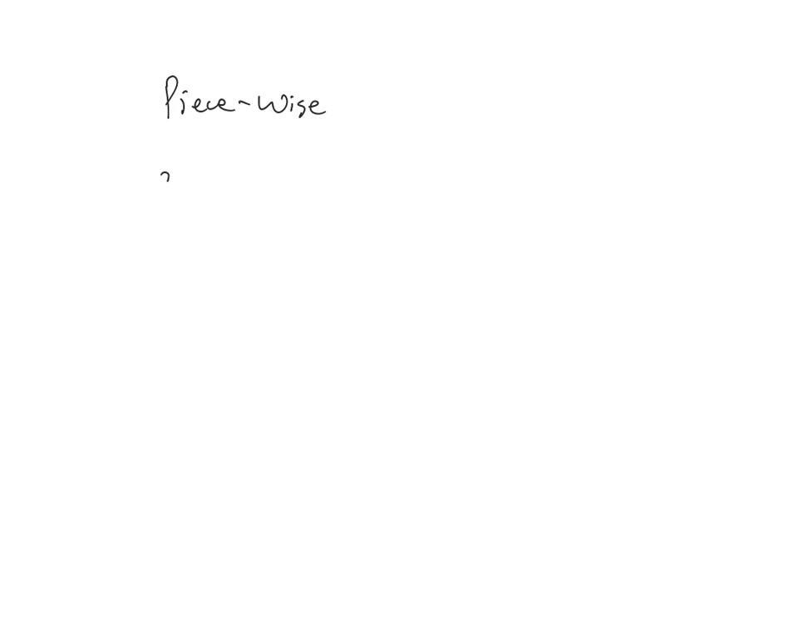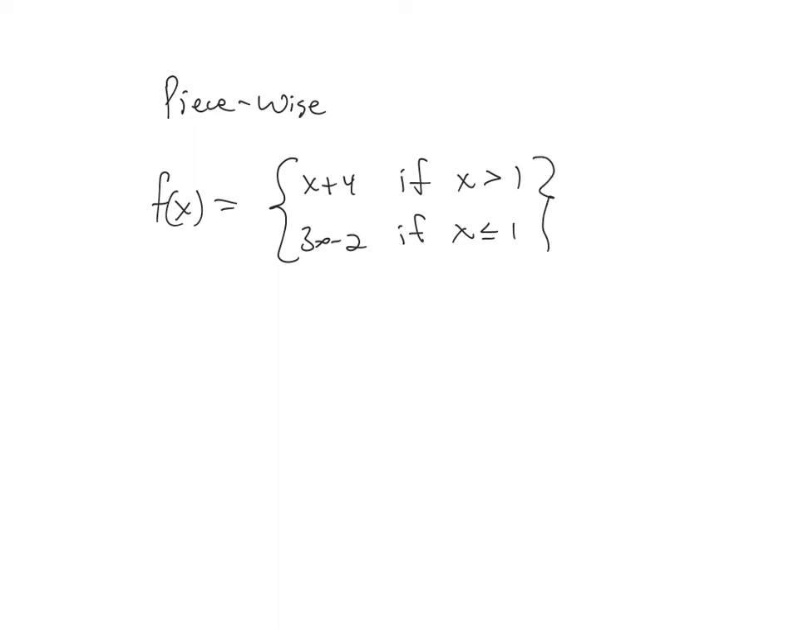piecewise functions. So remember, this is the one where it's broken up into pieces. So it means if I had f of 4, it means I plug it into the top one because it says if x is greater than 1. Well, 4 is greater than 1, so I plug it into the top and I get 8.